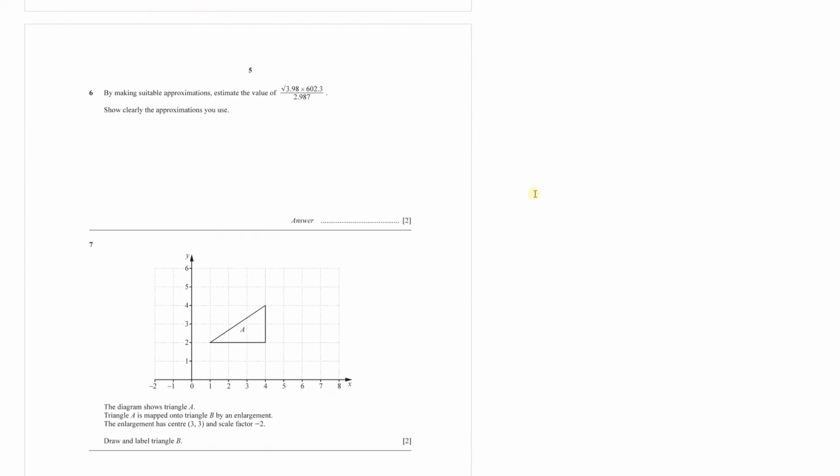Question number 6 is, by making suitable approximation, estimate the value of this. Show clearly the approximations you use. So we can approximate 3.98 to be 4. So let's approximate everything to one significant figure. So 602.3 can be written as 600 to one significant figure, and then 2.987 can be written as 3. Square root of 4 is 2, times 600 divided by 3. So 3 times 1, 3 times 2, 200. So you get 400. So your answer is 400.